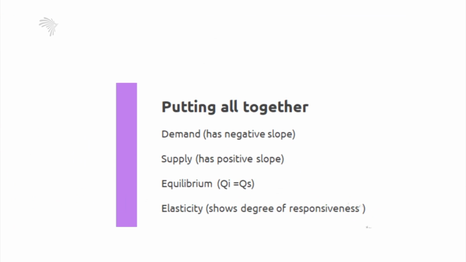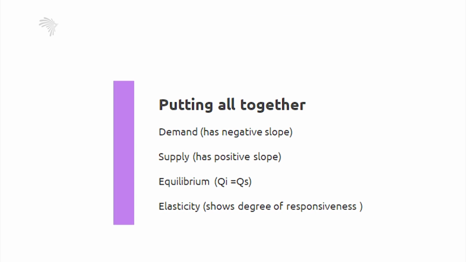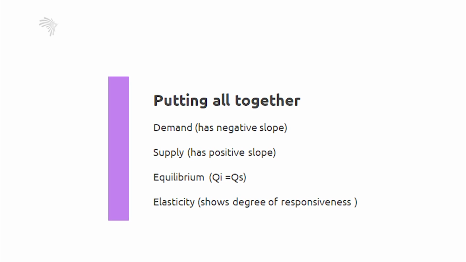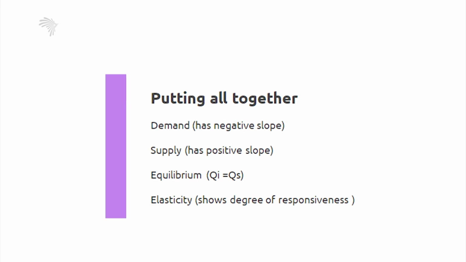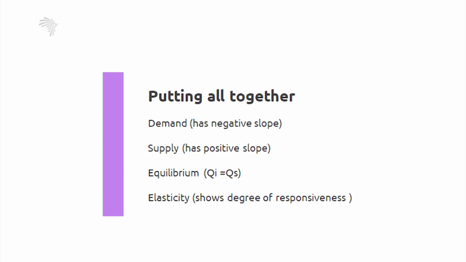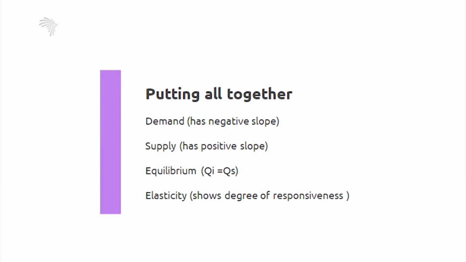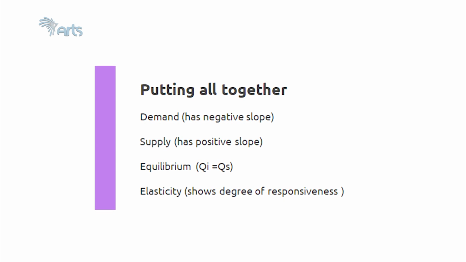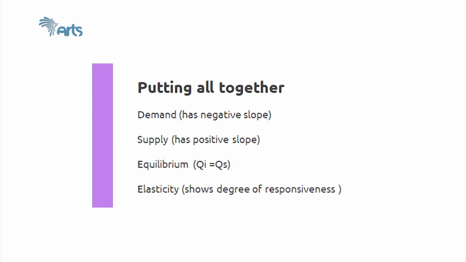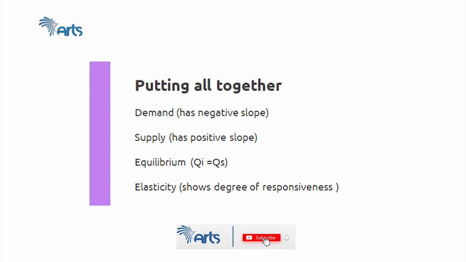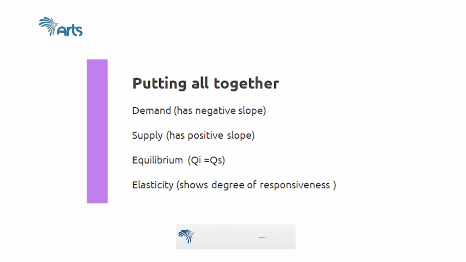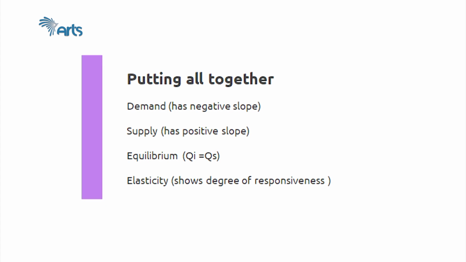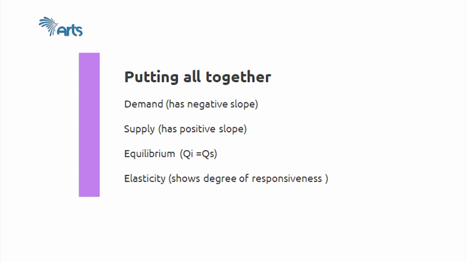So let's put everything together. We have looked at demand, supply, equilibrium, and elasticity. Remember, the demand curve is negatively sloped, meaning that price and quantity demanded are negatively related. Also remember that the supply curve is positively sloped, meaning that quantity supplied and price are directly related. If we bring the demand curve and supply curve together, the point where the two cross is called the equilibrium point. At that equilibrium point, both buyers and suppliers agree upon the same price, and that price is called the market price.